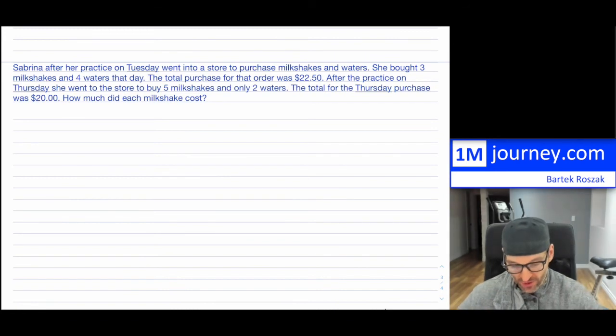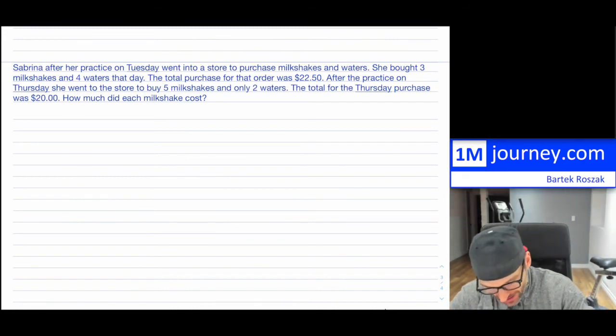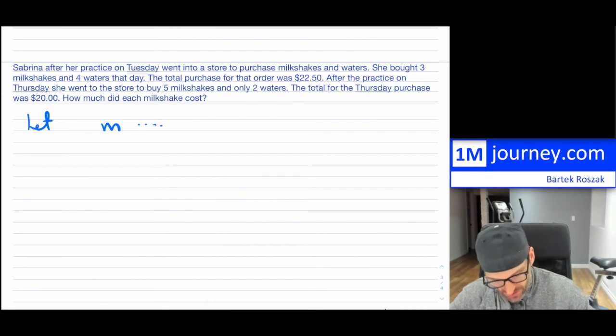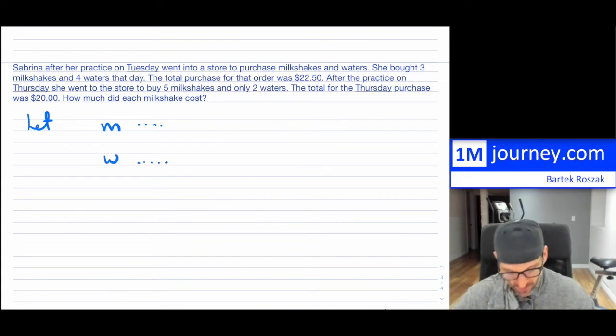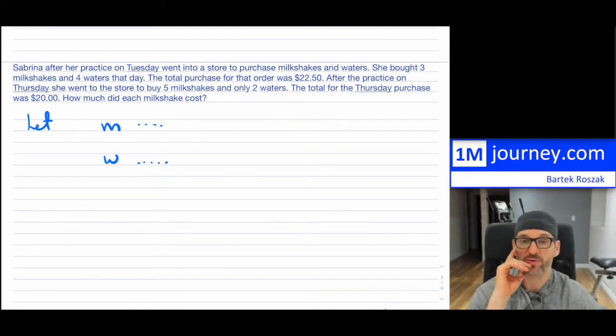So again, you can define, you can say let, and then let M be the cost of the milkshakes. And then let W be the cost of the waters. So those are the 2 that you would have. You can do that just to separate them. You don't know how much they cost, but you do know the totals.